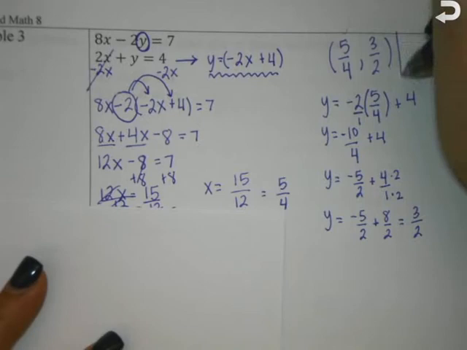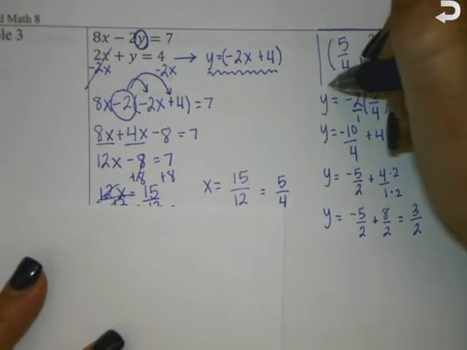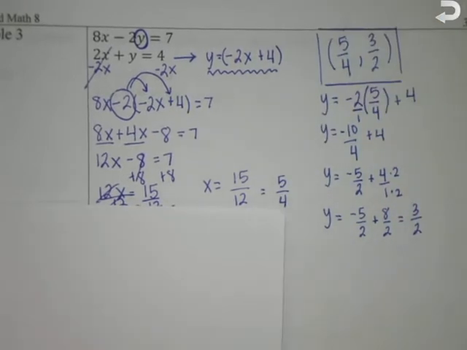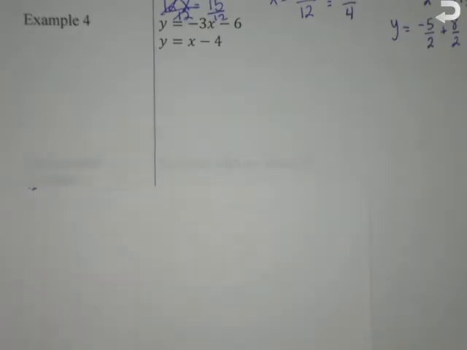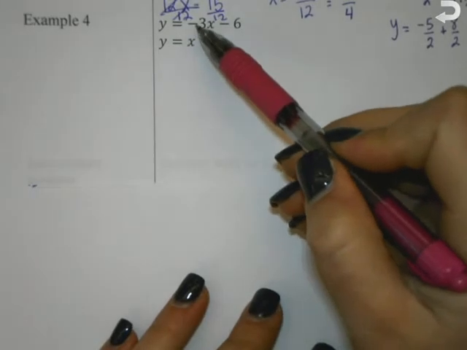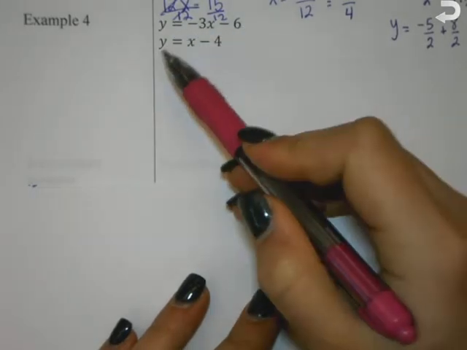Sometimes you get fractions as your answer. They're all the same, but sometimes you get fractions. Alright guys, example 4. We have y equals negative 3x minus 6 and y equals x minus 4.